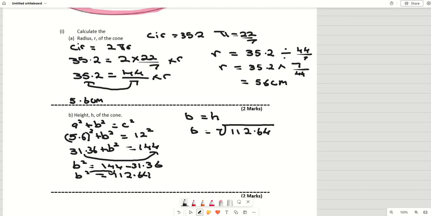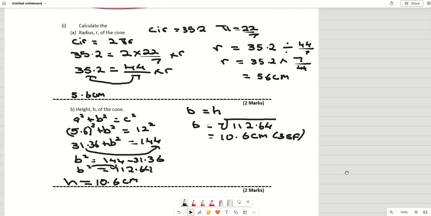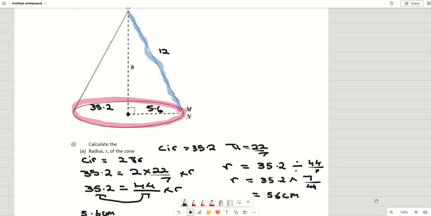You simply put this in your calculator and I'm putting it to three significant figures, okay? The answer would be equal to 10.6, and because everything is in centimeters, the three significant figures, right? Or one decimal place, whatever you want to call it. I call it three significant figures, right? So your height is equal to 10.6 centimeters, and that is how you would find the height of the triangle that we have there.